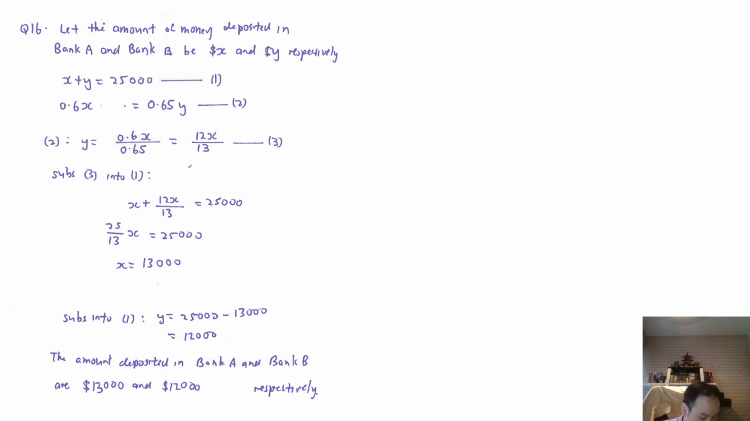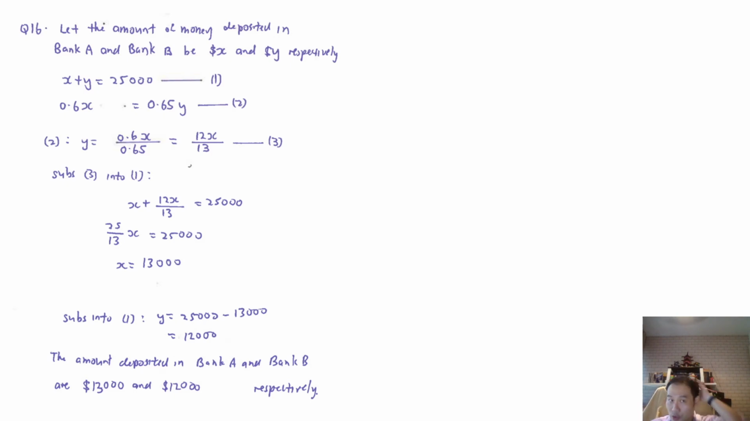Okay, so the question goes like this. Wei Ming deposited a total of $25,000 in Bank A and Bank B at the beginning of 2020. Bank A and Bank B pay simple interest at rates of 0.6% and 0.65% per annum respectively. So he withdrew all his money from the two banks at the end of 2020, which means he leave it inside there for a single year, right? 1 year to collect 1 year of interest. Okay. So if he earned the same amount of interest from each of the bank, find the amount of money he deposited into each bank.